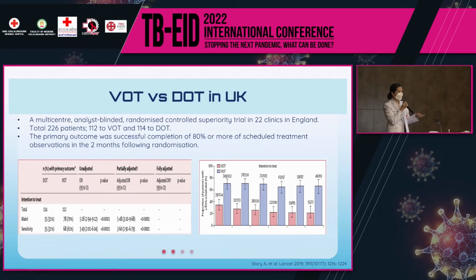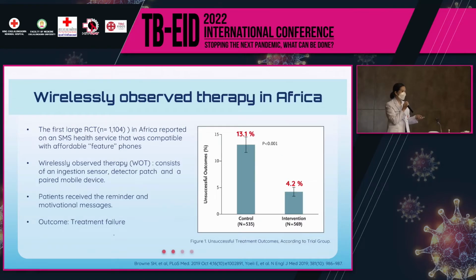So this study showed that video observed therapy has higher adherence than conventional DOT. And this is the first large RCT in Africa, including about 1,100 participants, using wireless observed therapy in Africa. This system is similar to SMS. It consists of an ingestible sensor, a detection pad, and pairing with a mobile device.